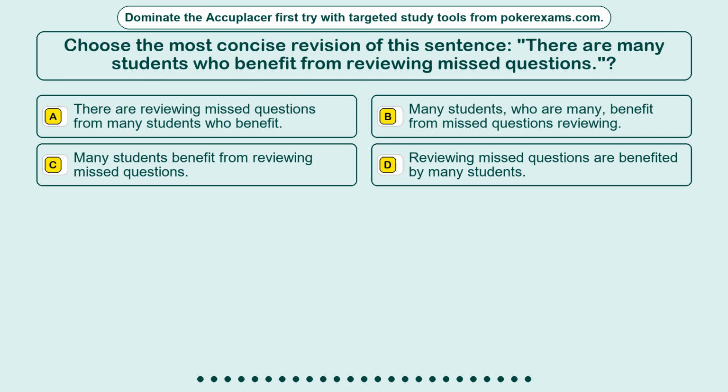Question 22. Choose the most concise revision of this sentence. There are many students who benefit from reviewing missed questions. Option A. There are reviewing missed questions from many students who benefit. Option B. Many students, who are many, benefit from missed questions reviewing. Option C. Many students benefit from reviewing missed questions. Option D. Reviewing missed questions are benefited by many students.